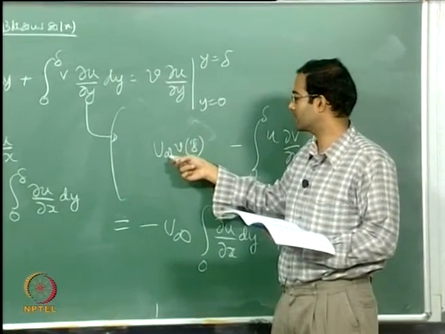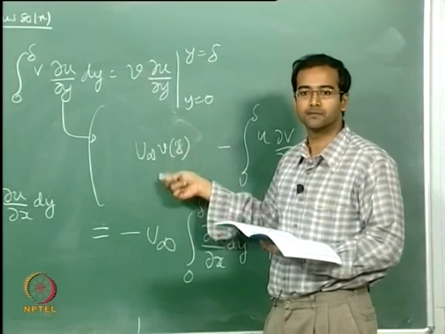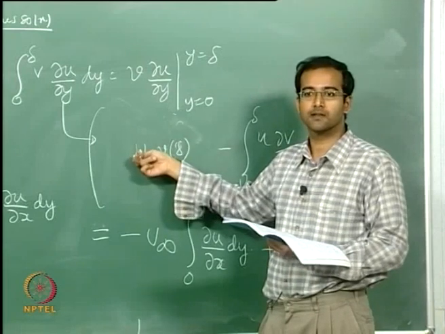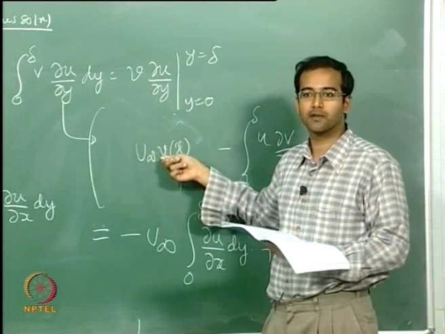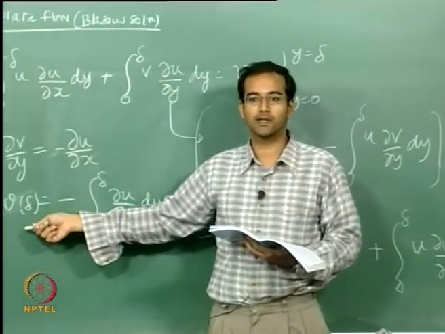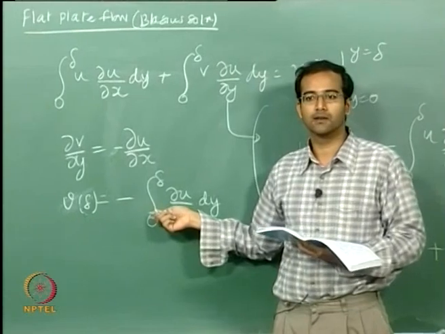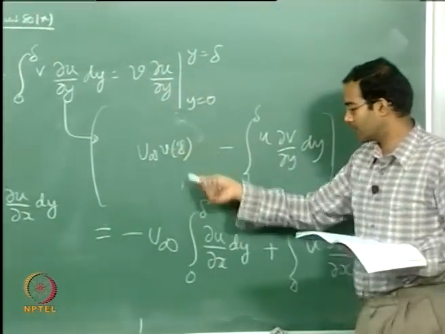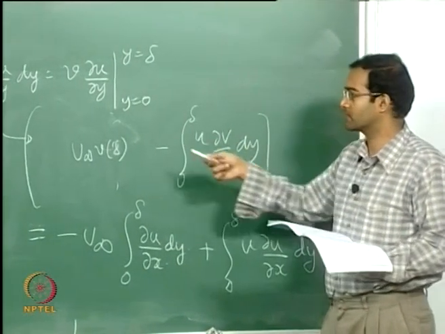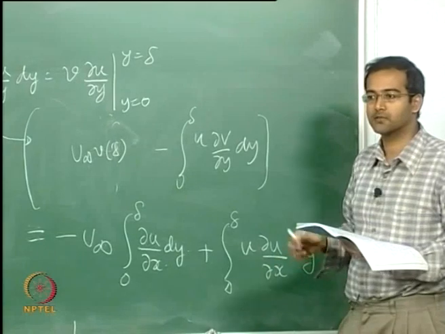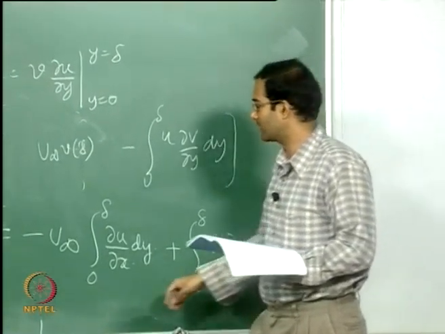So basically I have integrated by parts here, and then the first part, if you integrate it, you will end up between the limits 0 and delta. At 0 the velocities are 0, at delta u is nothing but u infinity multiplied by v at delta. Now from the continuity equation, when you integrate it between 0 and delta, your v of delta can be expressed like this, so I am just substituting for this directly here, and dv/dy is nothing but minus du/dx. So I am just using continuity to plug in.